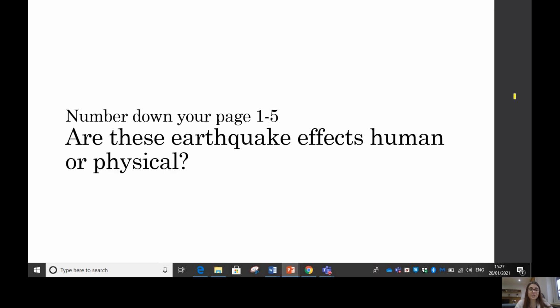So I'd like you to number down your page 1 to 5. And I'm going to show you a few explanations of effects that follow on from an earthquake, and you need to decide whether they're human or physical. So pause me now and list down your page 1 to 5.